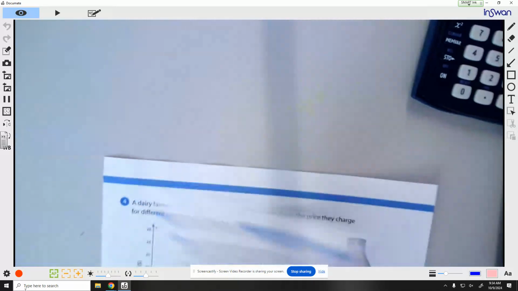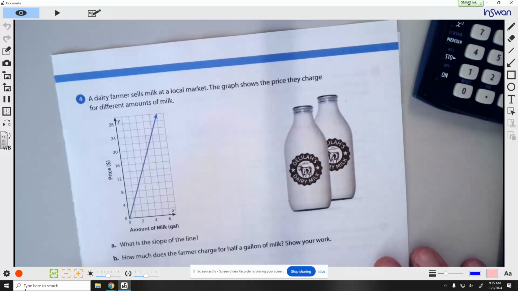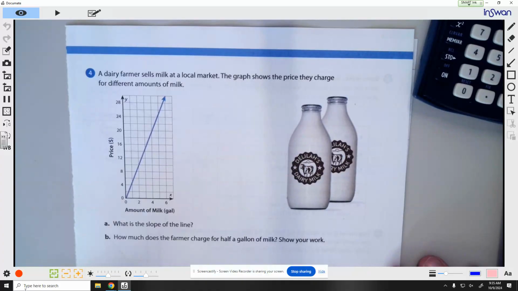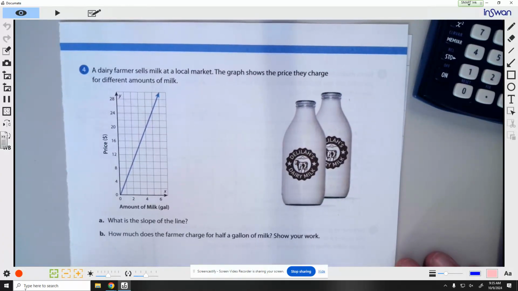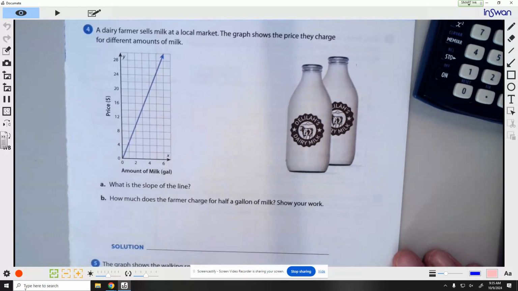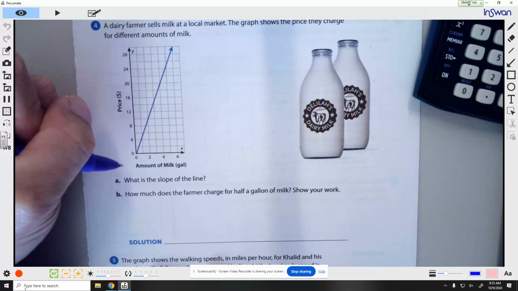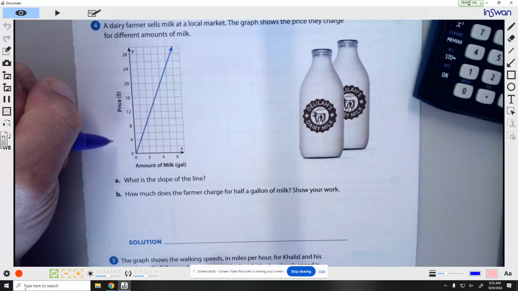Okay, let's go ahead and turn the page. 195. So number 4 says a dairy farmer sells milk at a local market. The graph shows the price they charge for different amounts of milk. All right, letter A. What is the slope of the line? You guys go ahead and figure that one out.